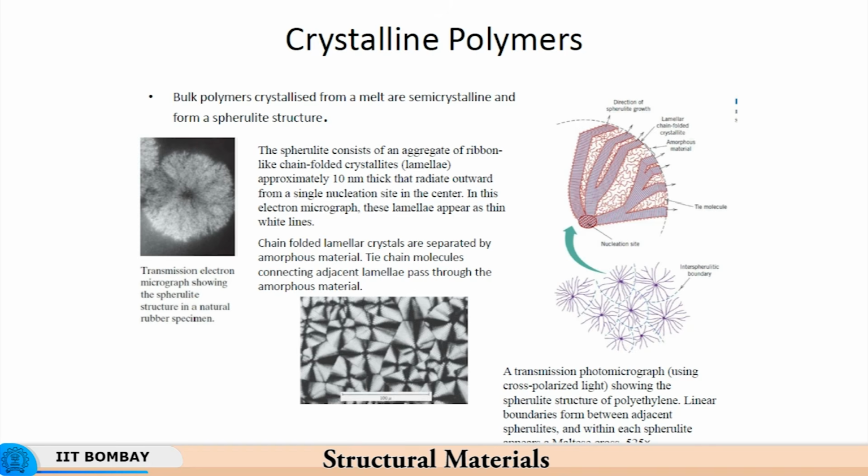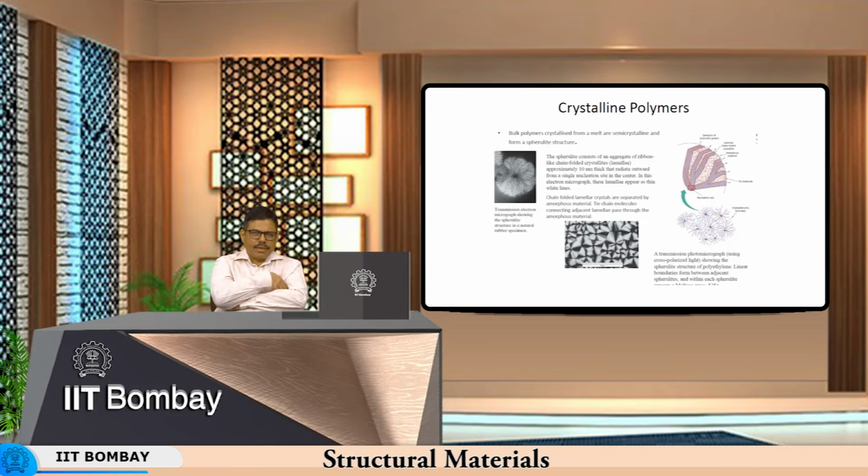So, part of the spherulite will be opaque, part of it will be transparent. So, it has an aggregate of ribbon like chain folded crystallites or lamellae. So, these are the lamellae. These are the opaque lamellae, which are approximately 10 nanometers thick, that radiate outwards from a single nucleation site. So, this is a single nucleation site and these lamellae move outwards in various directions. And so, these lamellae therefore appear as thin white lines as it is shown over here.